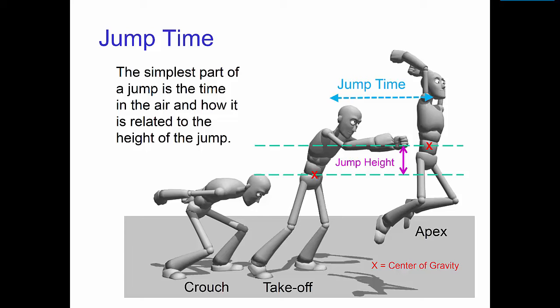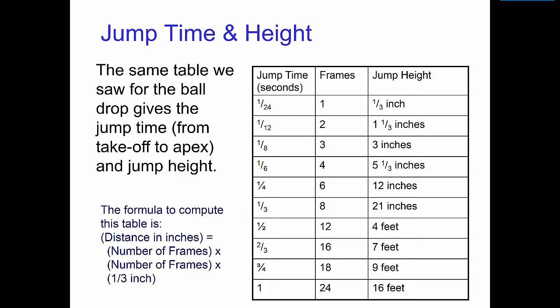Now let's discuss the timing. The time in the air, from takeoff to apex, is called the jump time. The jump height is the vertical distance that the center of gravity rises from takeoff to apex. From the jump time, we can easily determine the jump height. This table lists the jump heights for various jump times. You can also use the formula that I've given to calculate jump height from jump time. For example, for a jump time of 6 frames, the jump height is 1/3 times 6 times 6, which equals 12 inches.